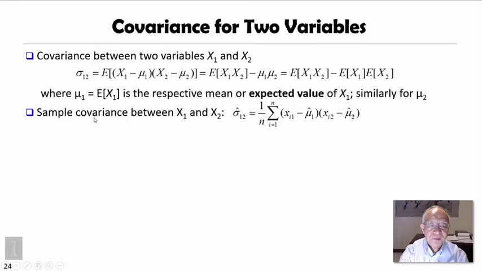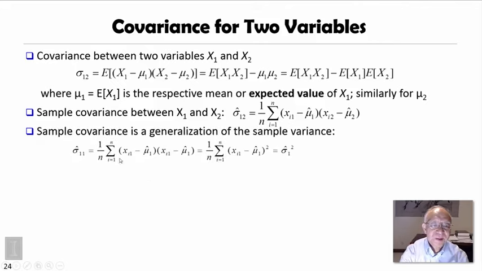If we have a sample, we look at the sample covariance between x1 and x2. The sample covariance is calculated from their differences from the sample means. That is also popularly used. Actually, the sample covariance can be considered a generalization of sample variance. For example, originally we look at the covariance of the two variables x1 and x2. But if we replace x2 by x1, that means we look at the two variables x1, x1. What is their covariance?